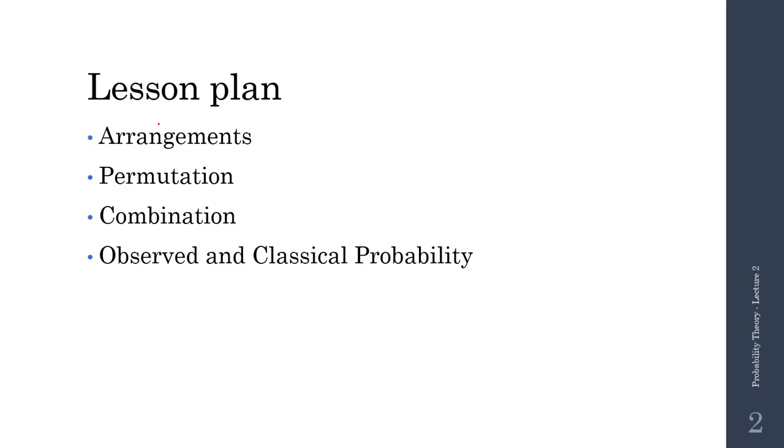Here's the lesson plan for today. First of all, we'll continue to repeat arrangements and we'll see some examples on permutation and then combination, and at last we'll see observed and classical probability. Observed probability is also called statistical. Observed, statistical probability.